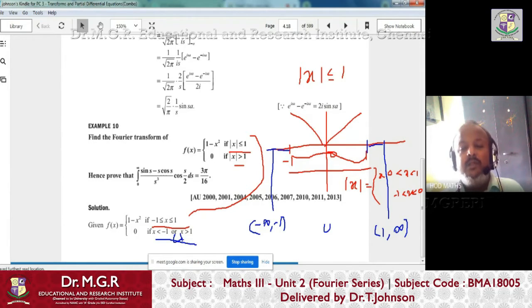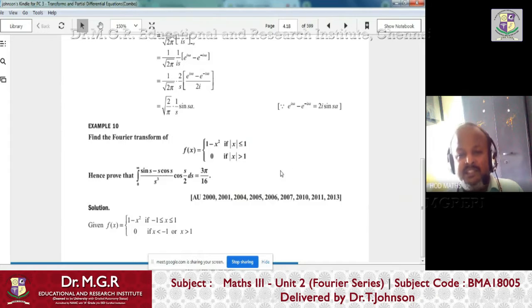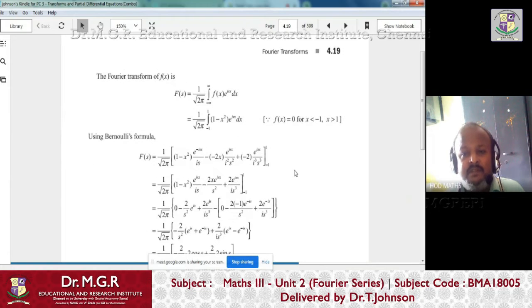So what this means is the function takes the representation 1 minus x square only in between minus 1 to plus 1. At all other places, the function value is 0. So this is the given function. Now we are going to find the Fourier transform of this function.